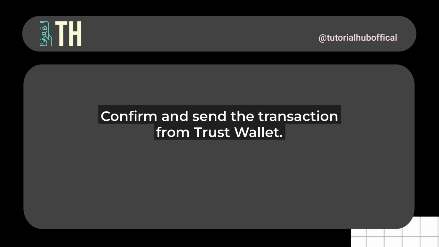Step 4. Review the transaction details, including fees. In 2025, Chainlink might use the Ethereum network, so expect some gas fees. Once you're happy, confirm the send. You'll get a confirmation screen, approve it, and your transaction will start processing.